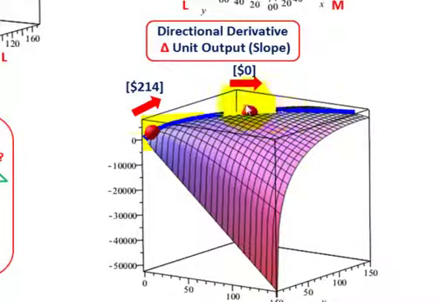Okay, so that's our directional derivative that we had to come up with to determine really the change in slope, or the change in unit output, or the slope at any specified point. Okay, so that'll end our discussion.